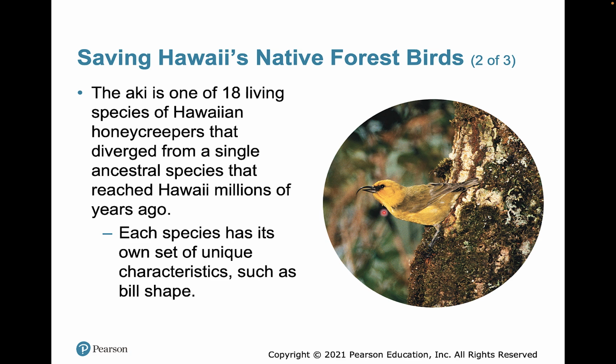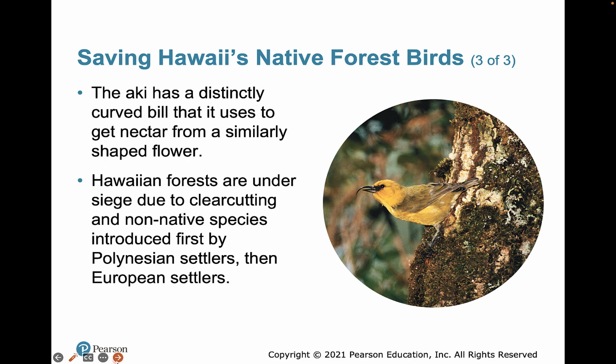So the Aki, this guy right here, is one of 18 different species of honeycreepers that came from one ancestral species that made it to Hawaii millions of years ago. And we're going to look at those species in a little while because each has its own set of unique characteristics. Bill shape is one of those characteristics, and you'll see why that happened and what that has to do with the environment. This kind of honeycreeper is a nectarivore, so it eats nectar. So its beak is designed to get nectar.